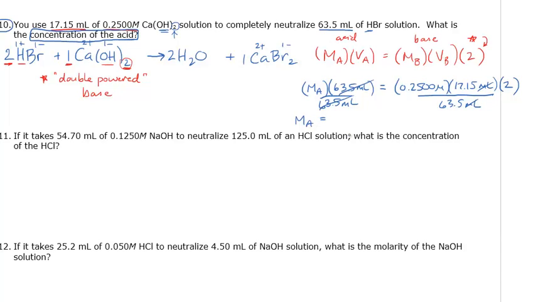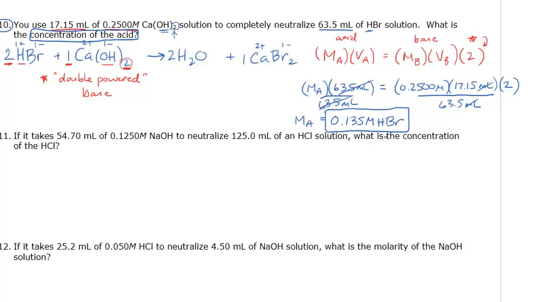And if I plug that into my calculator, my Ma should come out to be, let's see, thought I had this answer written down. I apologize. Apparently do not. Okay, I got it. The answer comes out to be 0.135 molar HBr. That's my acid. And again, remember to label your molarities with the acid or the base, as the case may be.